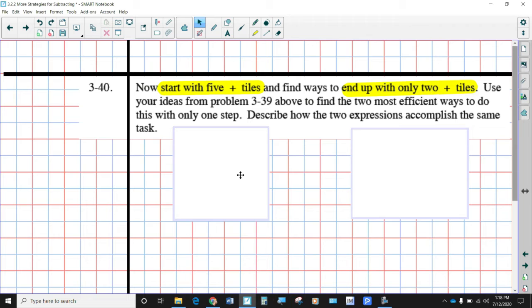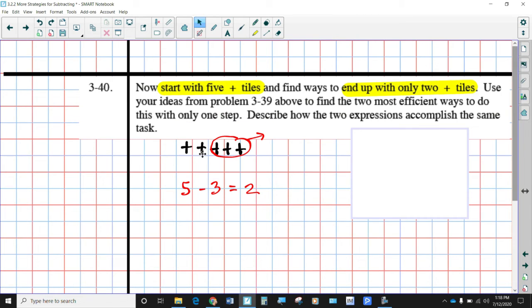All right, let's start with this. If we started with 5 and we took away 3, we would have 2, correct? So 5 minus 3 is 2. Well, that's pretty easy. Just basic subtraction with positive numbers. 5 positives, take away 3 positives, you're left with 2 positives. Okay, so that's one way of doing it.